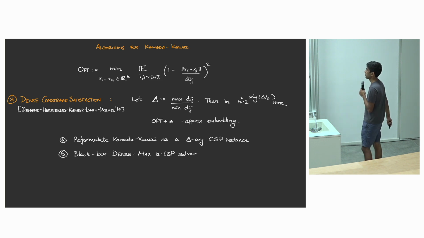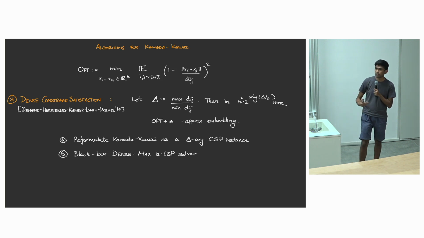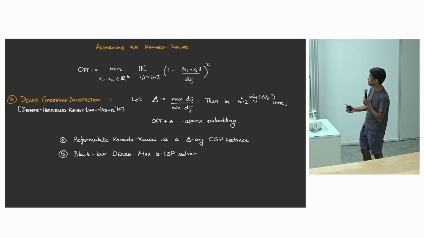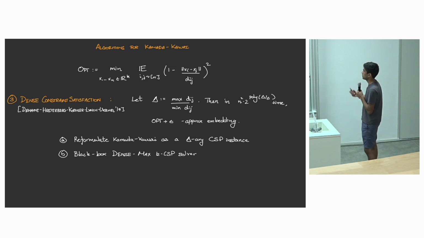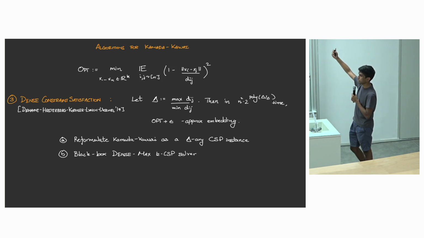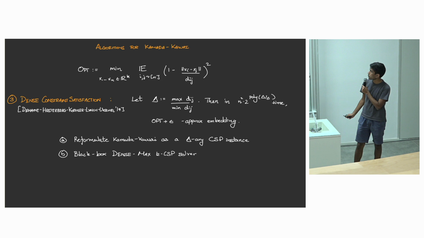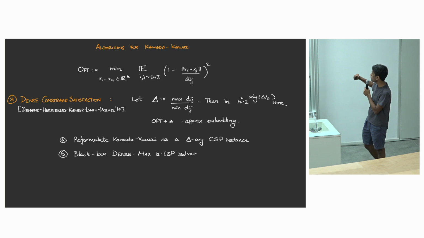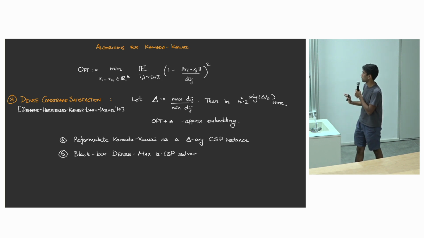There's another approach in this paper by Demaine, Hesterberg, Koehler, Lynch, and Urschel, where they reformulate the Kamada-Kawai optimization problem as a dense CSP. In the running time of the CSP, an important thing that enters the picture is the aspect ratio of the metric, which is the ratio of the maximum distance to the minimum distance between 2 points. And what they show is that for aspect ratio delta, in time n squared multiplied by 2 to the poly delta over epsilon, you can get an opt plus epsilon approximate embedding.